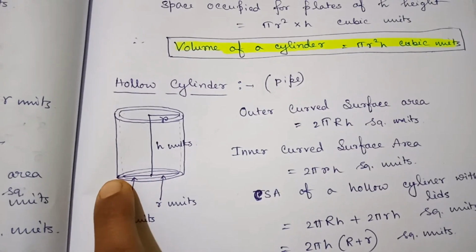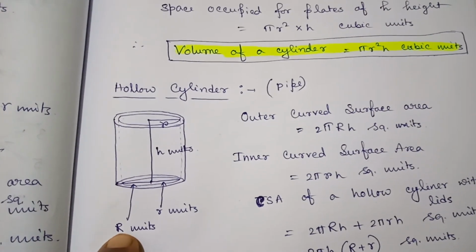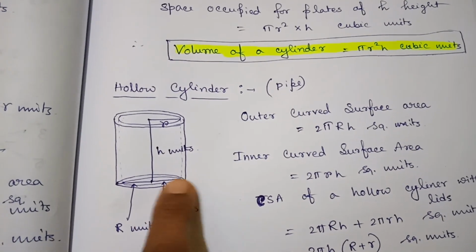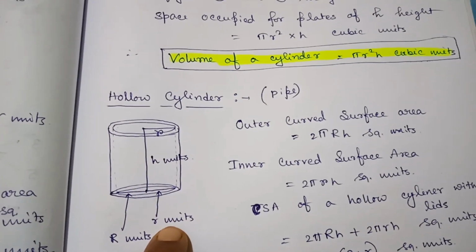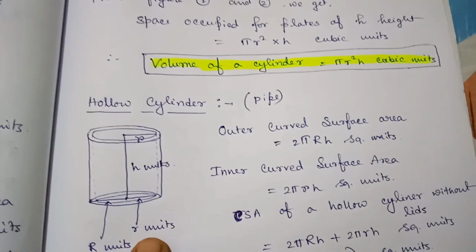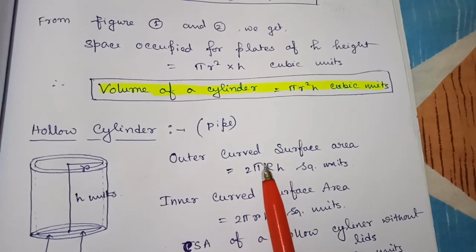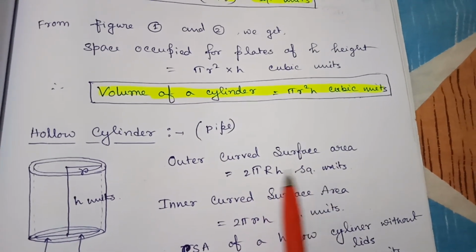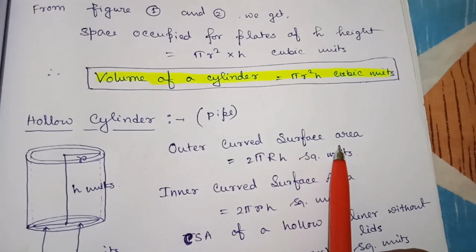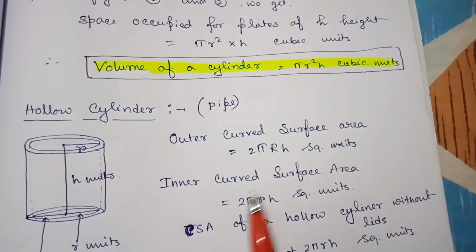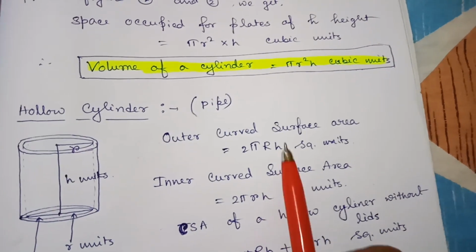from the center to the outer boundary, that is capital R, the outer radius. Small r from the center to the inner boundary, that is inner radius. So from these data we can say outer curved surface area will be 2 pi RH is the formula. Now in place of small r we are using capital R because it is outer curved surface area. Inner curved surface area will be 2 pi rh because small r is the inner radius. h is same for both.